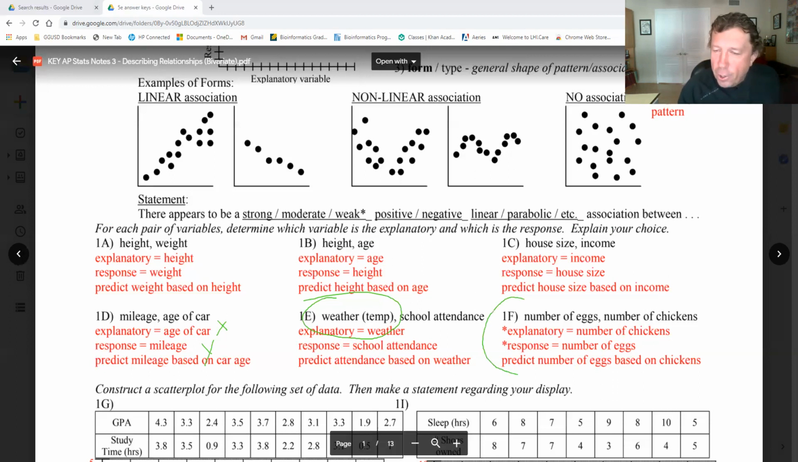1F is my joke. I don't know which comes first, the chicken or the egg. I don't know.